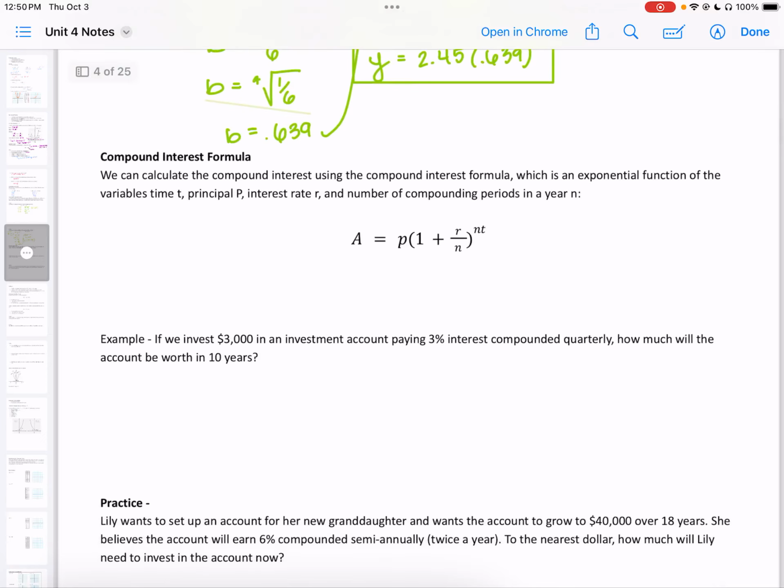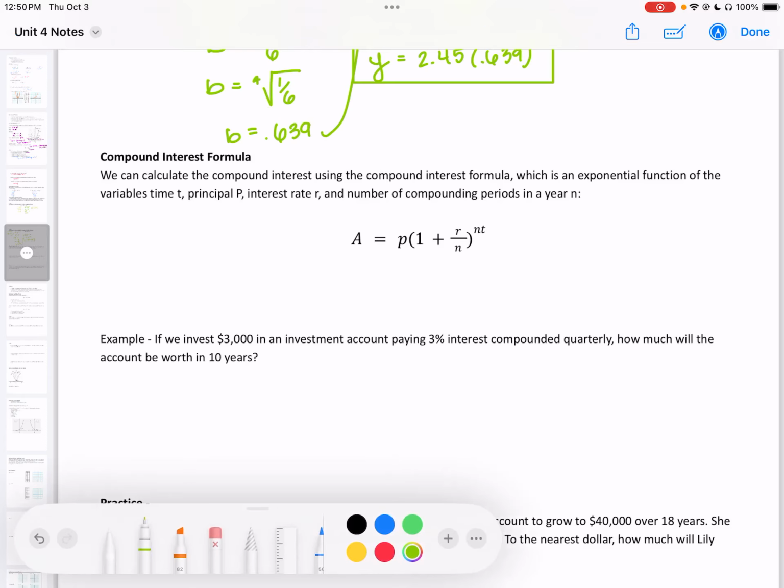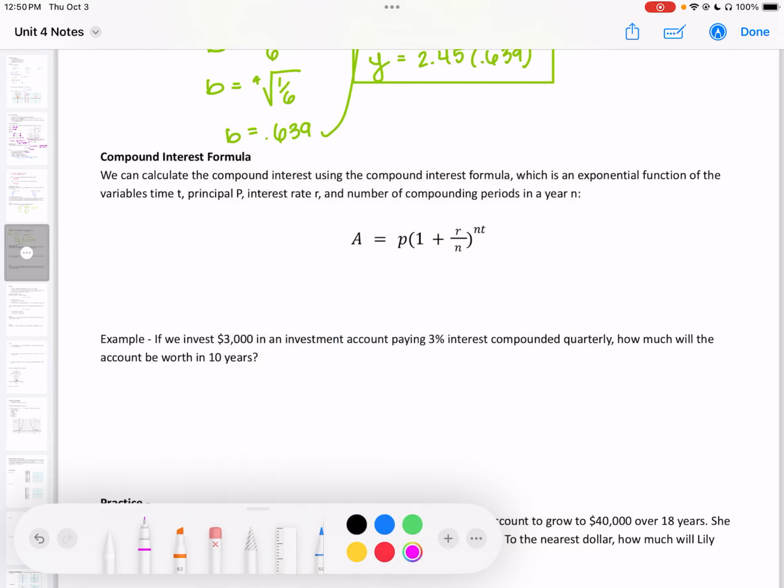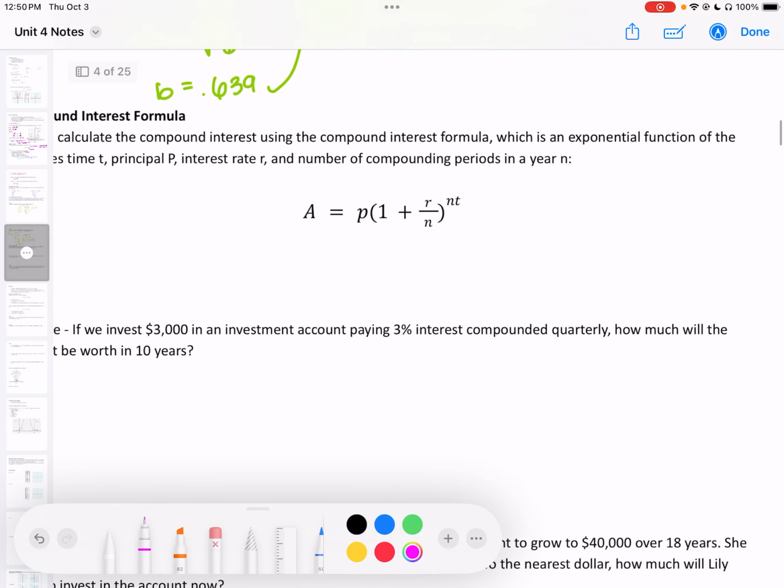Let's talk about compound interest. This is a very important concept, especially if you have any sort of credit card or payments that build interest. It's very useful to know how these get calculated. So compound interest can be calculated using this equation. P represents your principal, which is your starting amount, or how much you initially owe, or how much you initially invest.